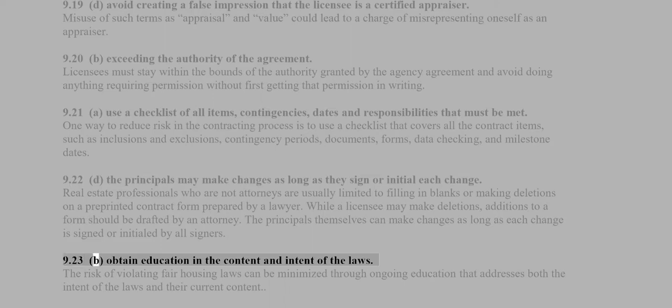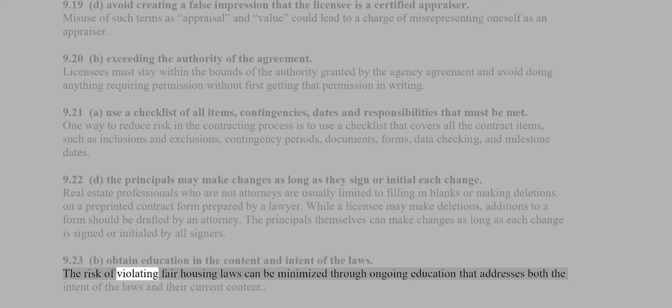9.23 b. Obtain education in the content and intent of the laws. The risk of violating fair housing laws can be minimized through ongoing education that addresses both the intent of the laws and their current content.